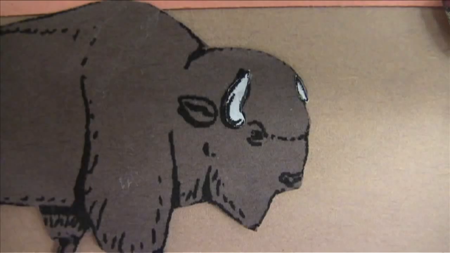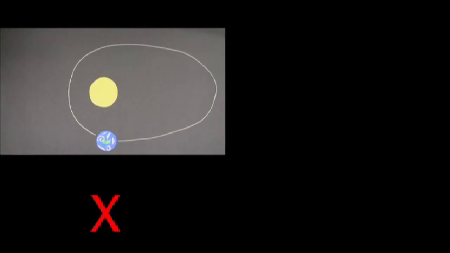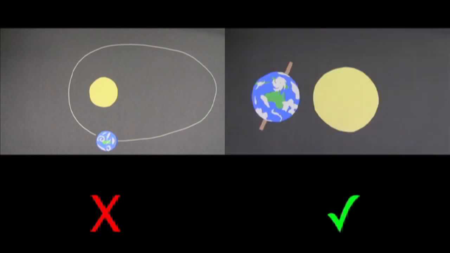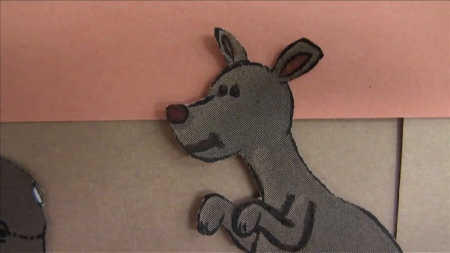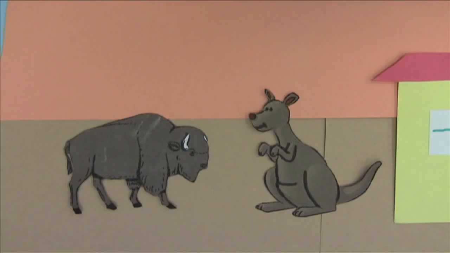Awesome. So it's not how close the Earth is to the Sun that matters, but instead it's the tilt of the Earth. Which is also why it's winter in Australia at the same time as it's summer in America. You got it.